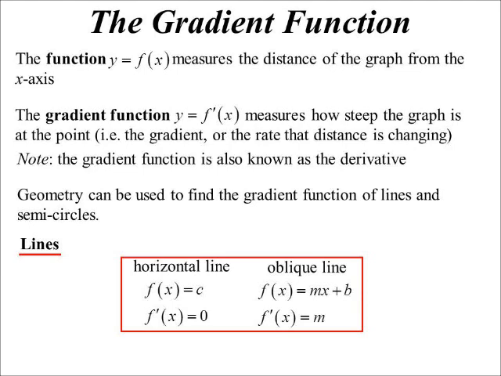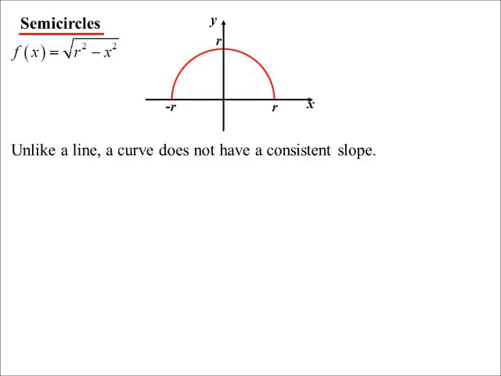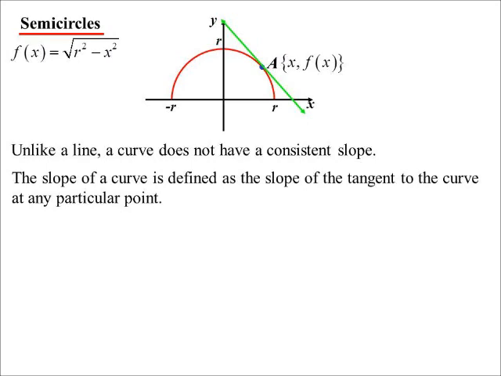So that's a line. Semicircle, a little bit more involved. We know that the function is the square root of r squared minus x squared. But there's not a consistent slope, so we're not going to get a constant value for this function. It's going to be some other function. All right, so there's our random point on the curve. It has an x value of x, and a function value of f(x). Now, when we talk about slope of a curve, what we're really talking about is the slope of the tangent at that point. So whatever the slope of that tangent is.